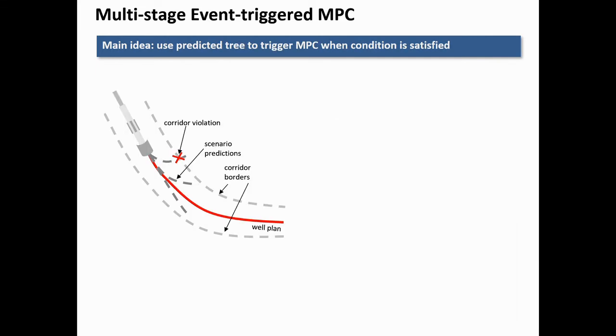Now, if instead we want to add to this approach the event triggered MPC, then the idea works as follows. We created a virtual corridor along the well plan. We decided what is the maximum distance that we allow the predictions of the MPC to be from the well plan. Now, if any of the predictions of the scenario tree, in this case represented, for example, by 3 predictions, if any of those violate the corridor around the well plan, then a new MPC iteration is triggered. As long as this does not happen, the old control action is kept in the system.